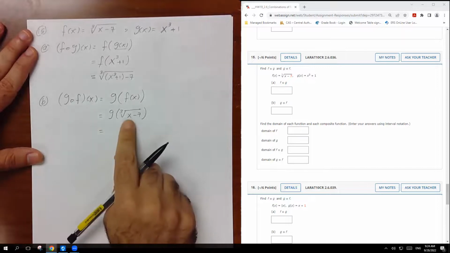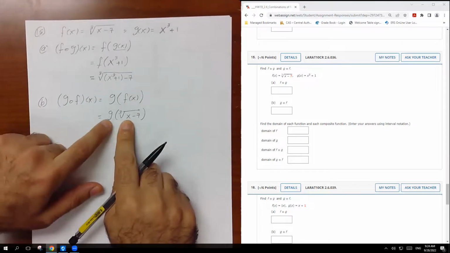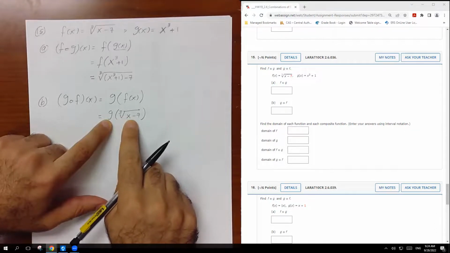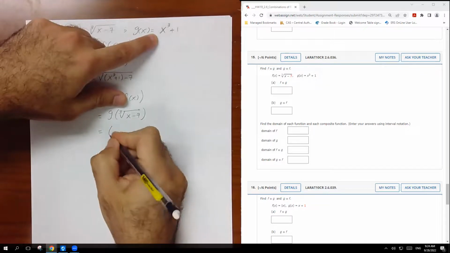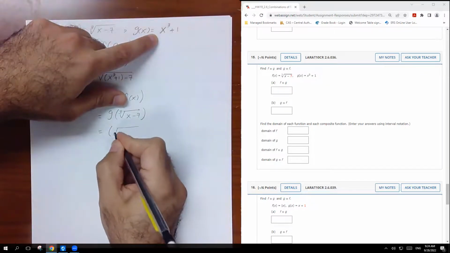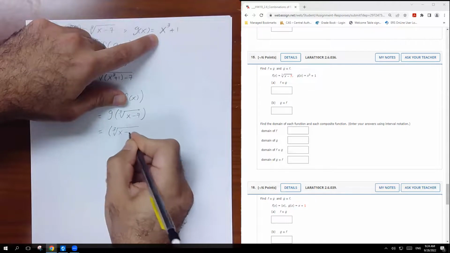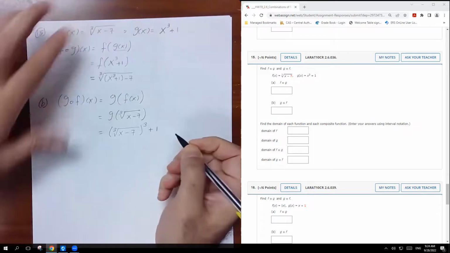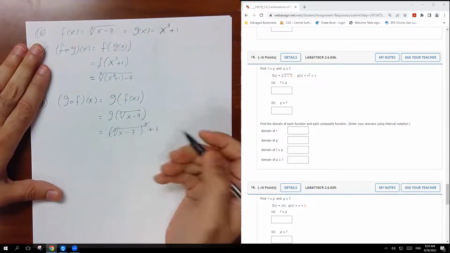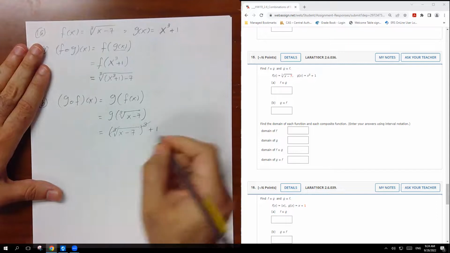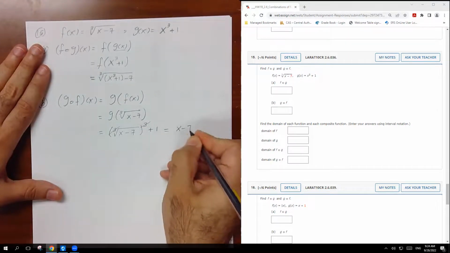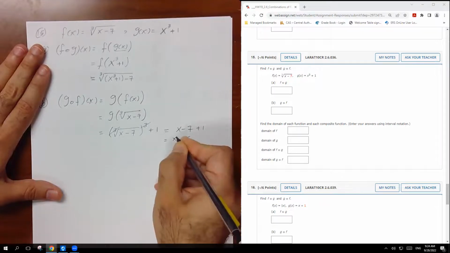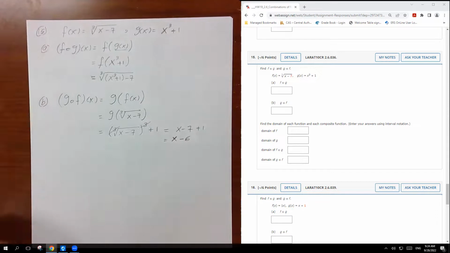Now, next step, in the G function, instead of each X, plug in the cubic root of X minus 7. So here's the G function. Here's the X. I'm going to plug in, instead of this X, the cubic root of X minus 7, cubed, plus 1. The root cancels with this exponent. So what's left is X minus 7 plus 1, and it's going to be X minus 6. We're done with the first one and the second one.